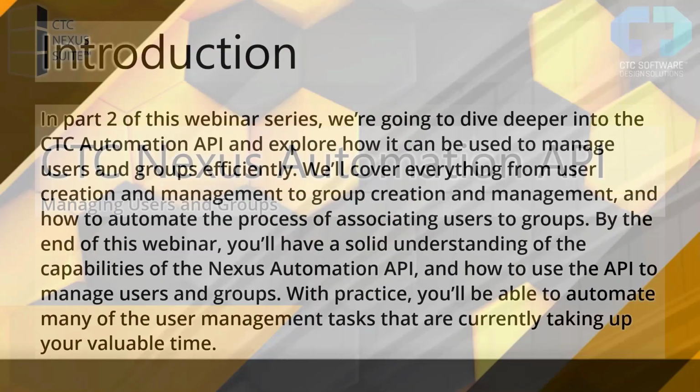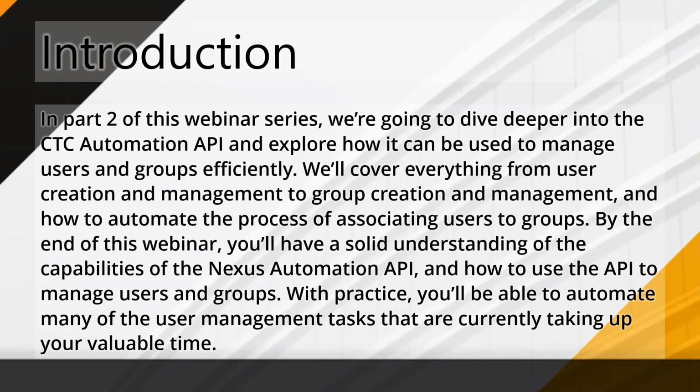Let's talk about this topic and see what this is all about today. So we've already covered a part 1, and I'll recap that in a little bit, but in part 2 of this series, we're going to dive deeper into the CTC Nexus Automation API and explore how it can be used to manage users and groups within our online portal, our account system, much more efficiently.